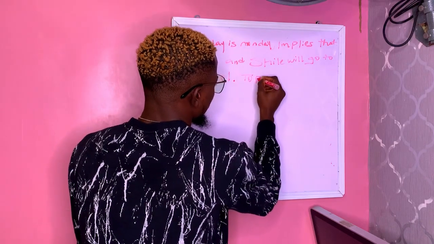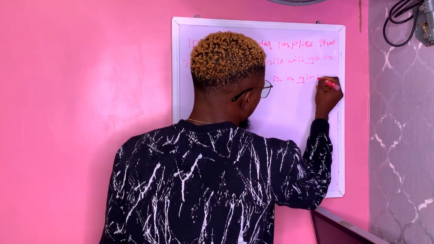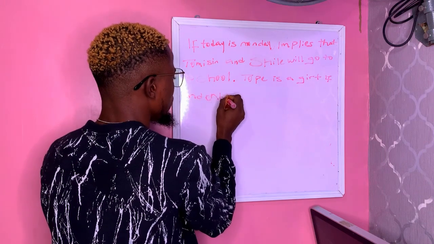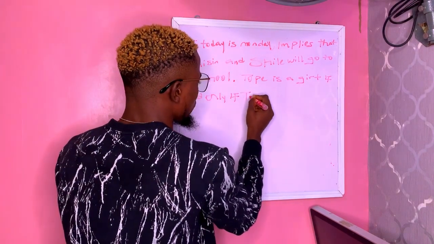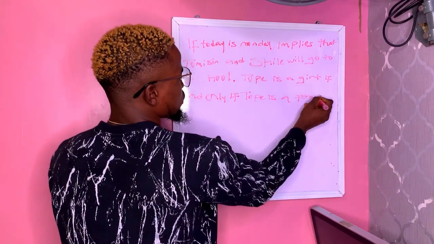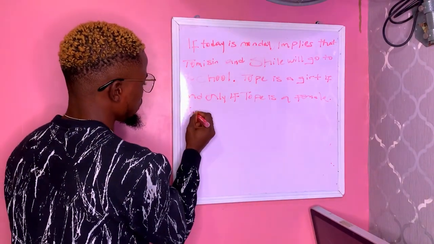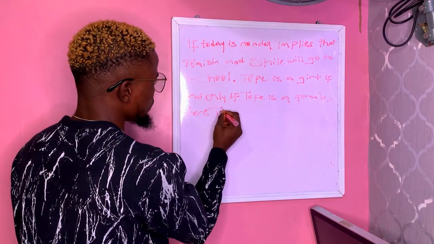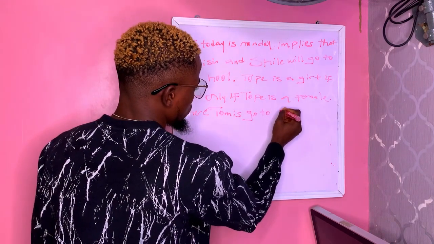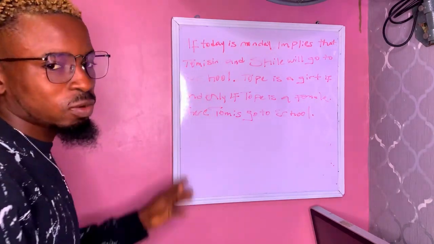Tope is a girl if and only if Tope is a female. Then we have another full stop. Then we now have, therefore, Tomisin go to school, another full stop. Now let's consider this as an argument.